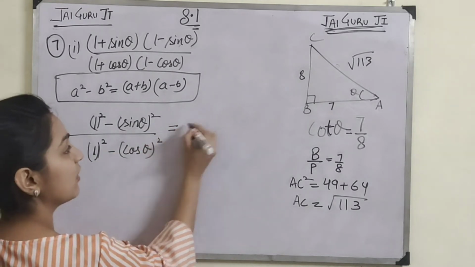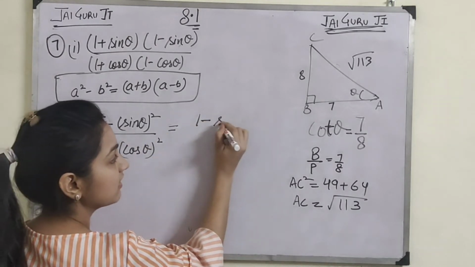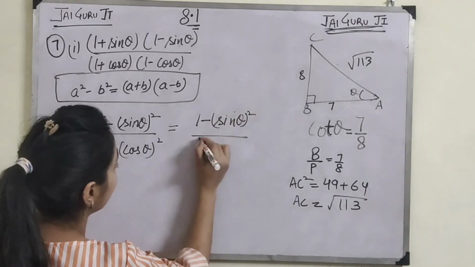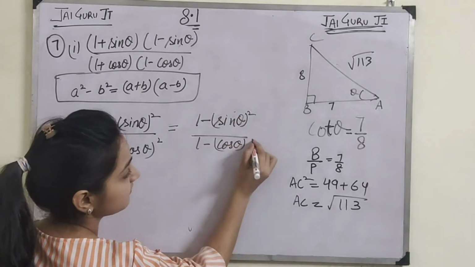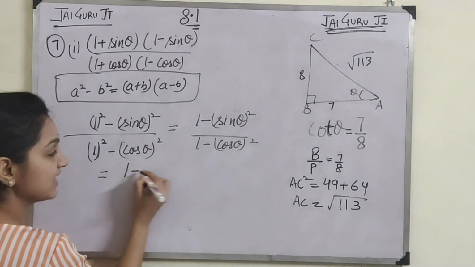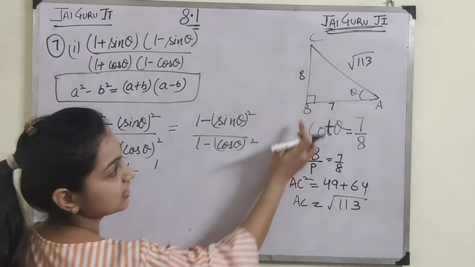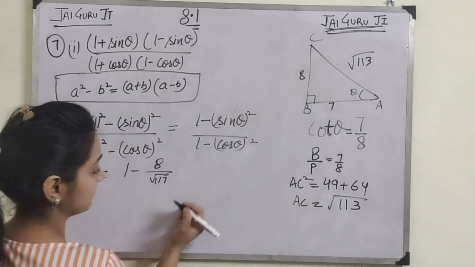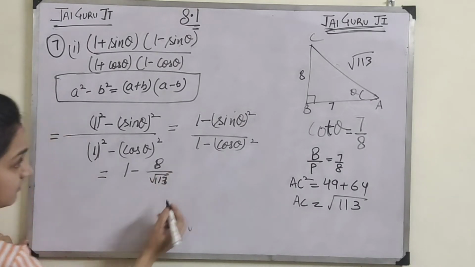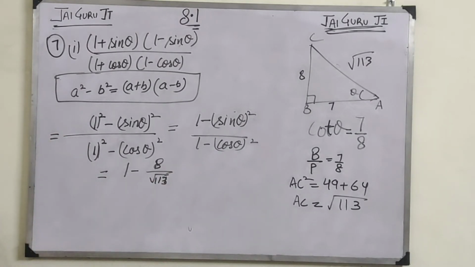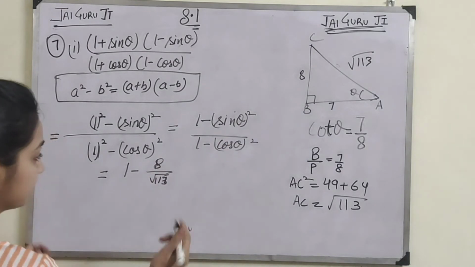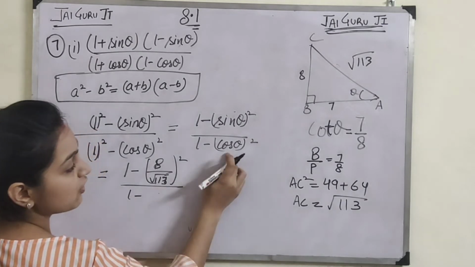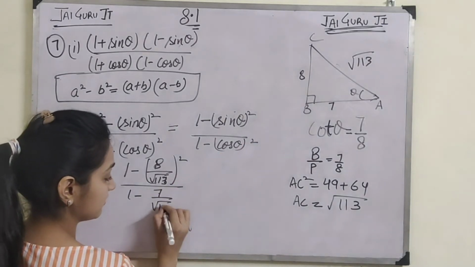So what will this come to? 1 minus sin square theta upon 1 minus cos square theta. Now, what is sin theta? P upon h, that is 8 upon root 113. And here you can just find out sin and cos separately. Cos is b upon h.